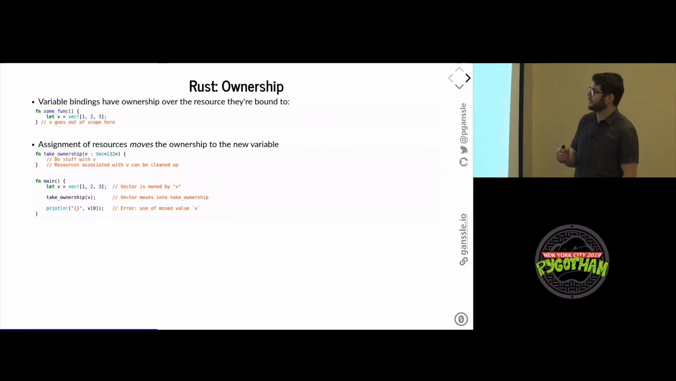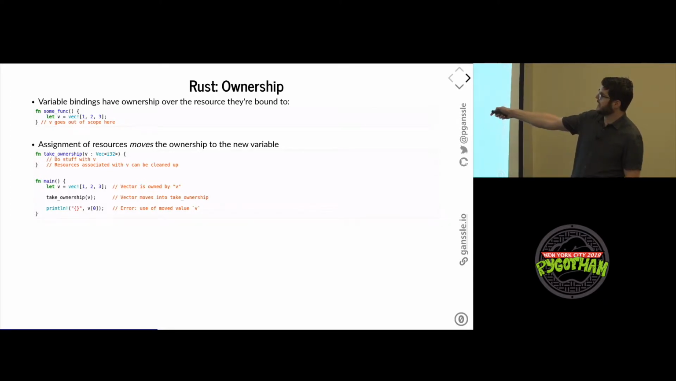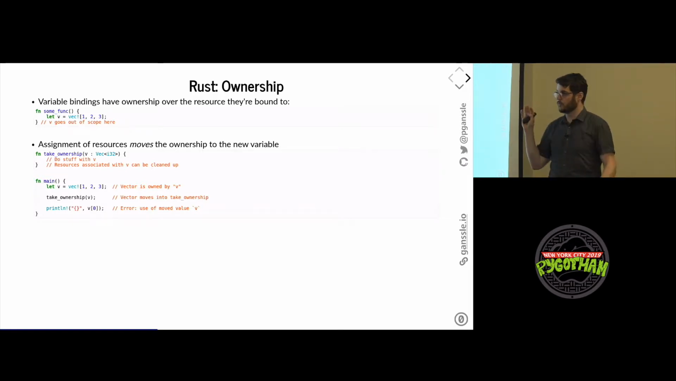So I thought before we go on too much, I would give you some feel for what it's like to program in Rust. I can't really give you a whole tutorial on Rust, but one important concept is ownership. In Rust, variable bindings have ownership over the resources that they're bound to. So in this case, we have this variable v, and it's bound to this vector. That's going to allocate a vector, and then those resources have to get deallocated at some point. And what we're saying here is that because v owns those resources, you can free them as soon as v goes out of scope.